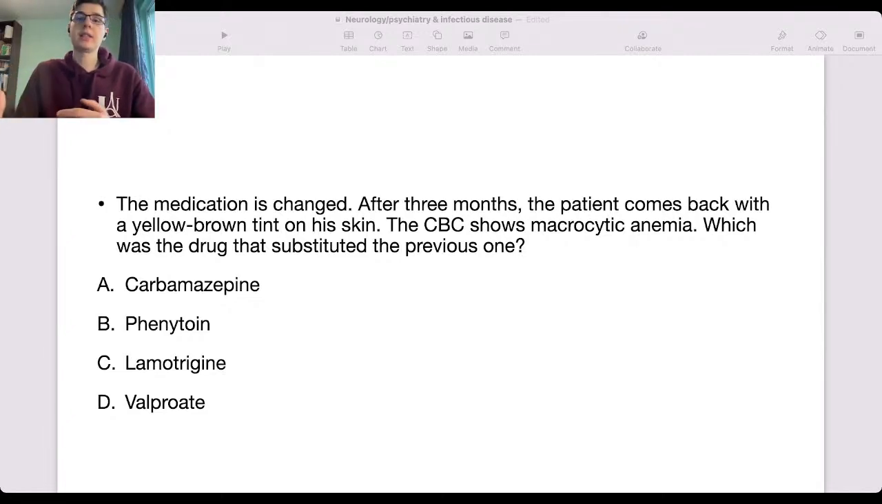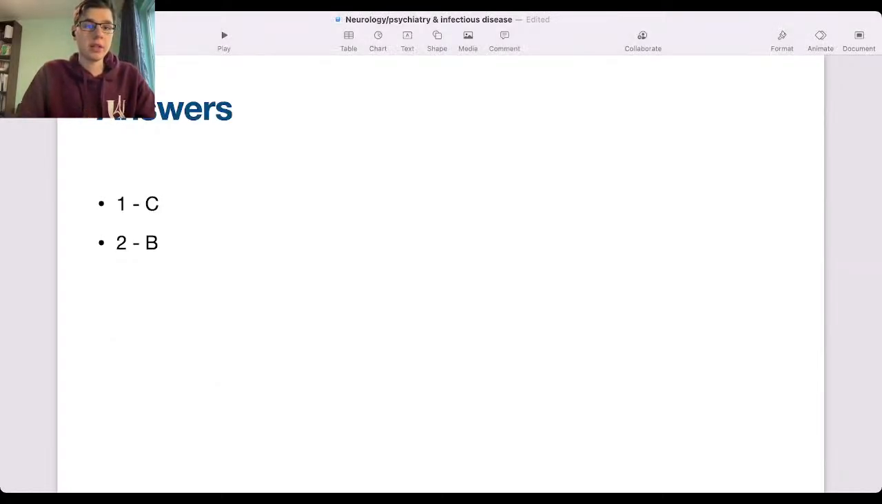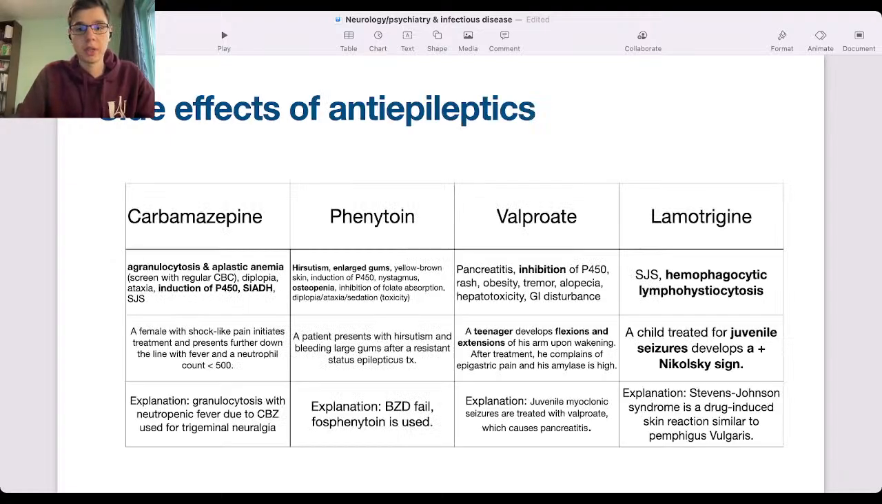So let's see how we have to interact with these questions on USMLE. The answers were firstly C, and the second one indeed was phenytoin. So the first drug the patient had was lamotrigine, and the second one was phenytoin.